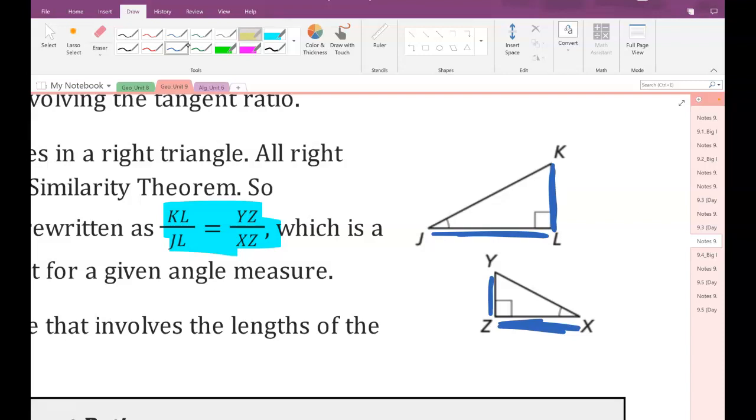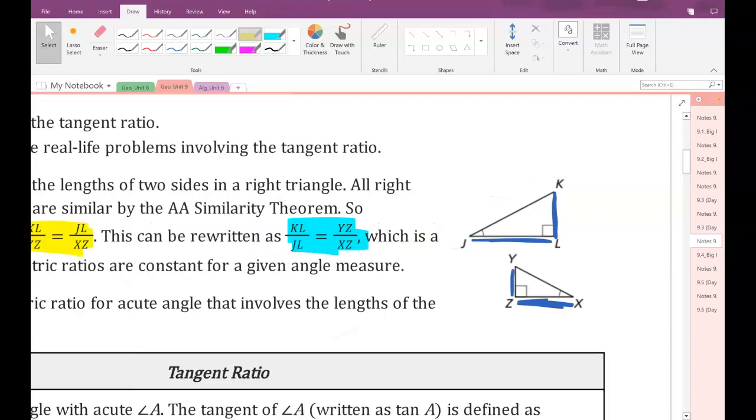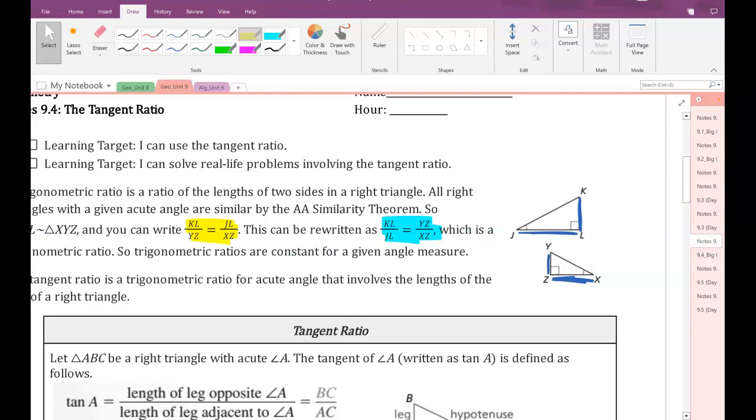In the tangent ratio, we're specifically talking about the 2 legs of the triangle. A key piece to remember is that since they're similar triangles, trig ratios are always going to be constant, meaning they're always going to be the same. We'll see that as we go through and as you'll see on the homework. For example, I always know what the tangent of a 60-degree angle is, because that is a constant number.